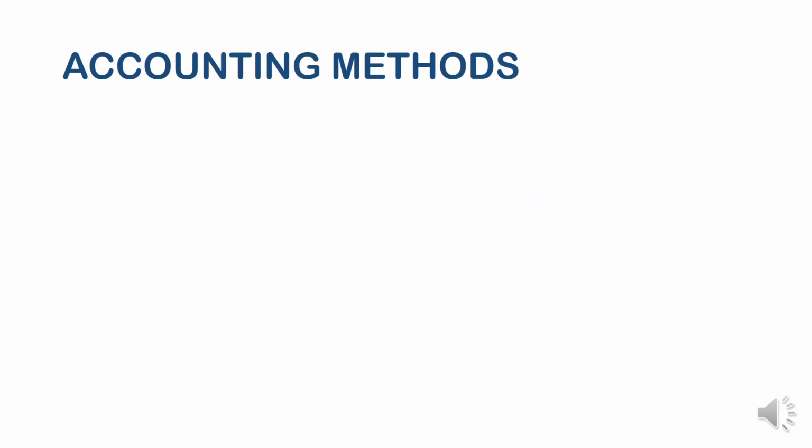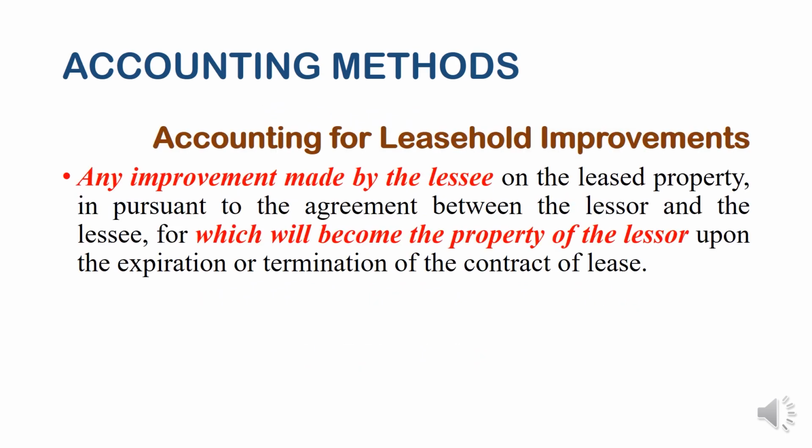So what is a leasehold improvement? A leasehold improvement is any improvement made by the lessee on the leased property pursuant to the agreement between the lessor and the lessee, which will become the property of the lessor upon the expiration or termination of the contract of the lease.